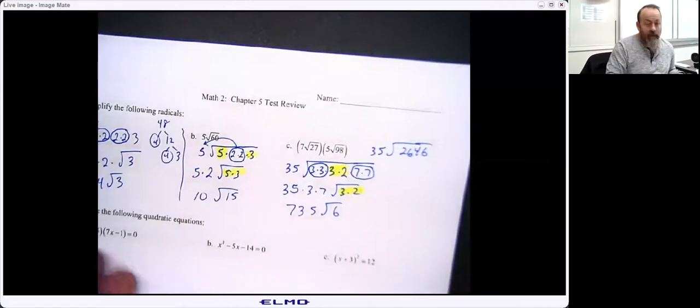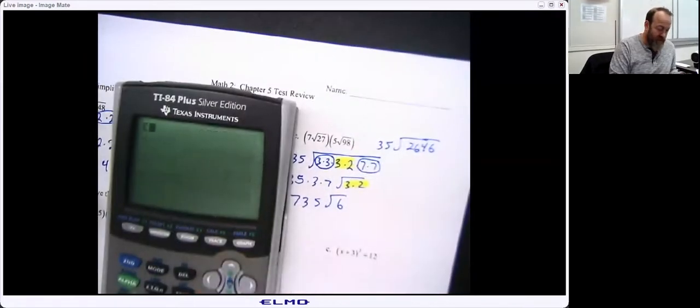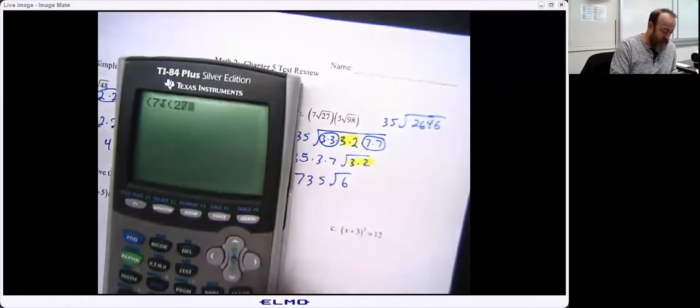Now, keep in mind, I don't know about you, but I look at problems like that and I see a lot of potential for mistakes. So I'm going to try something. I'm going to ask my calculator to take 7 roots of 27 times 5 square roots of 98.